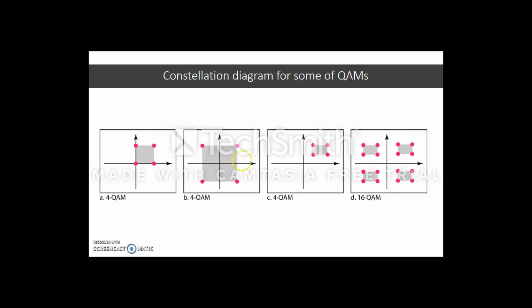There are 4 constellation diagrams for some of the QAMs. This one is for 4-QAM, which is the simplest scheme, and it has 4 different signal element types, using a unipolar NRZ signal to modulate each carrier. This one is also for 4-QAM, but still using NRZ, and is exactly the same as PSK. And this one uses a signal with 2 positive levels to modulate each of the 2 carriers. And finally, 16-QAM is a constellation of a signal with 8 levels, 4 positive and 4 negative.